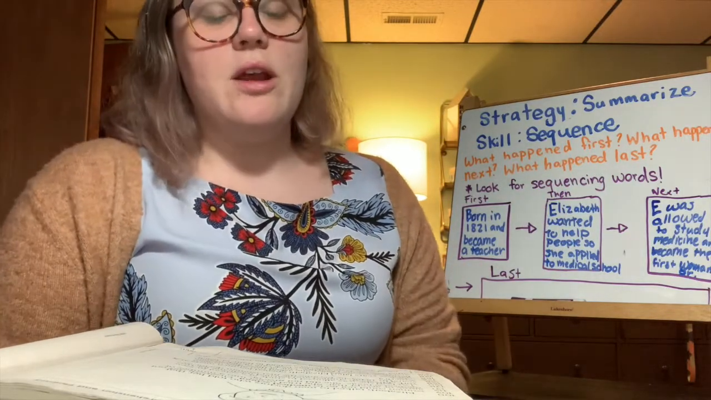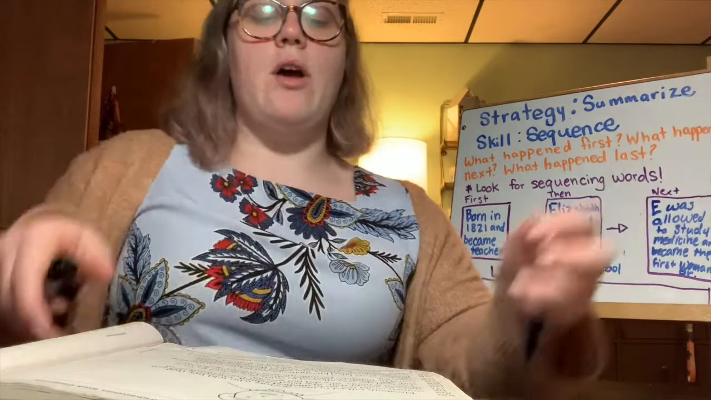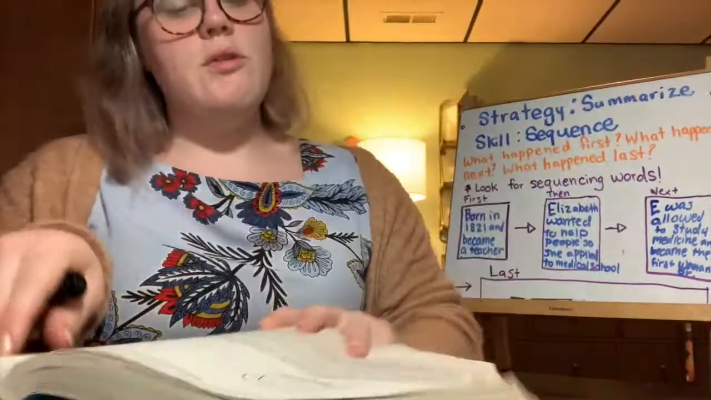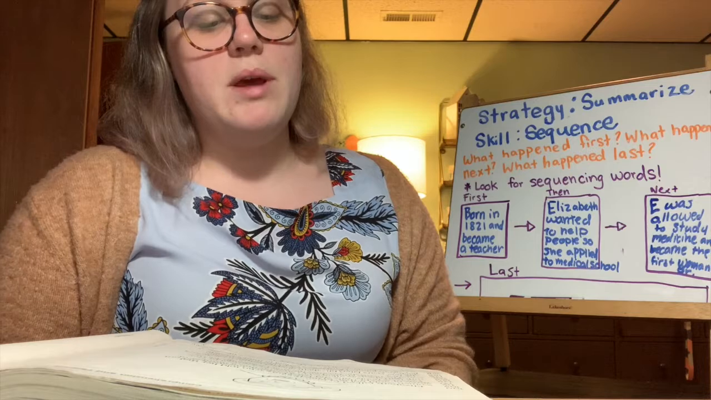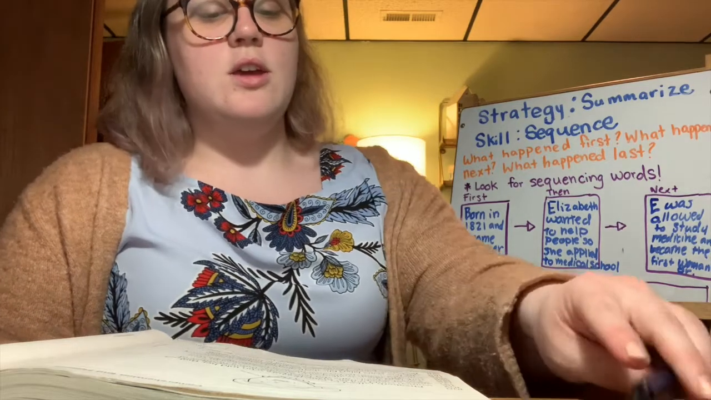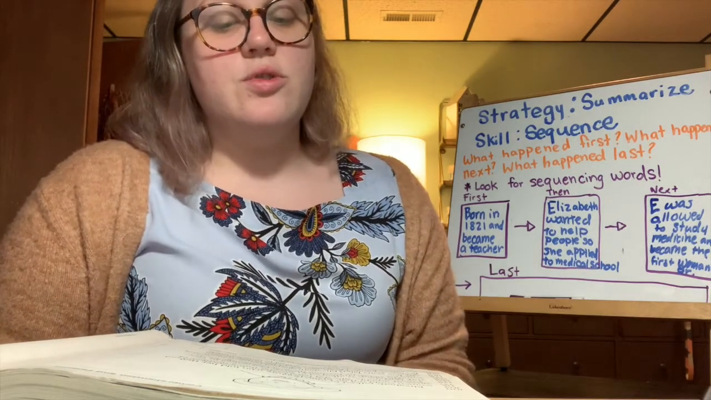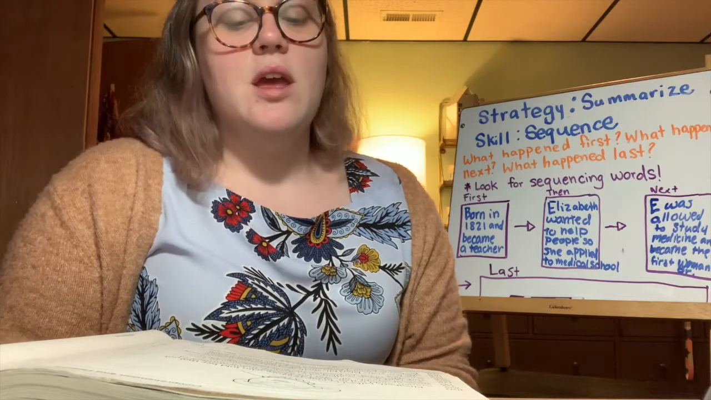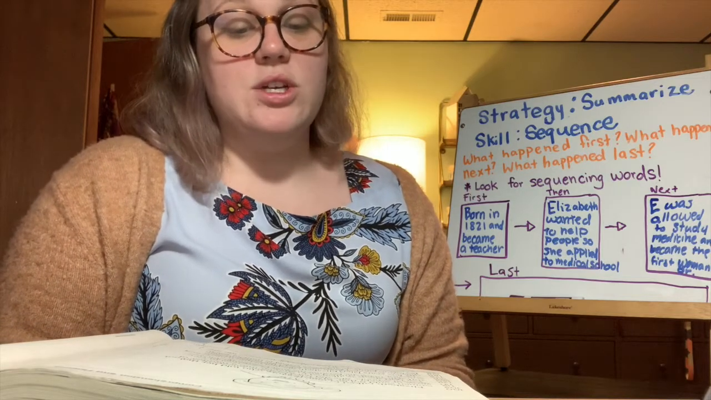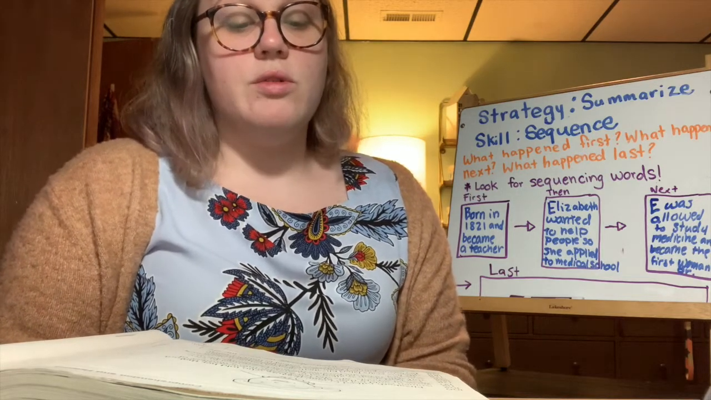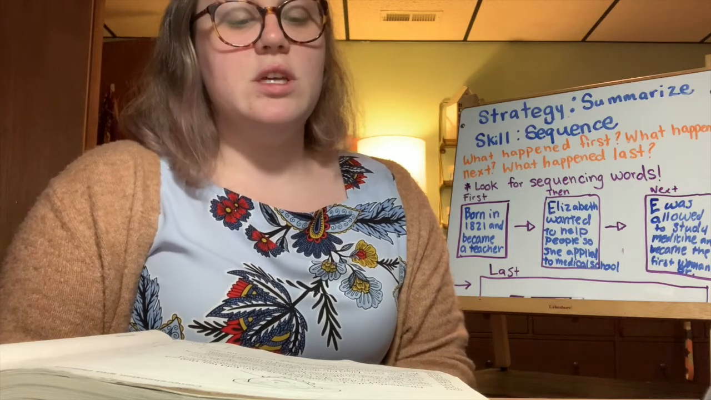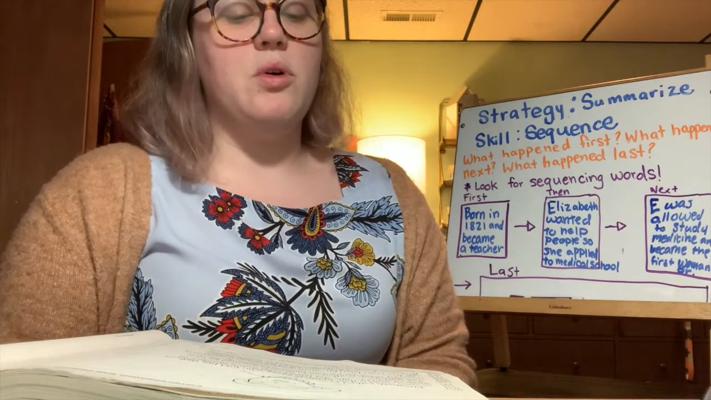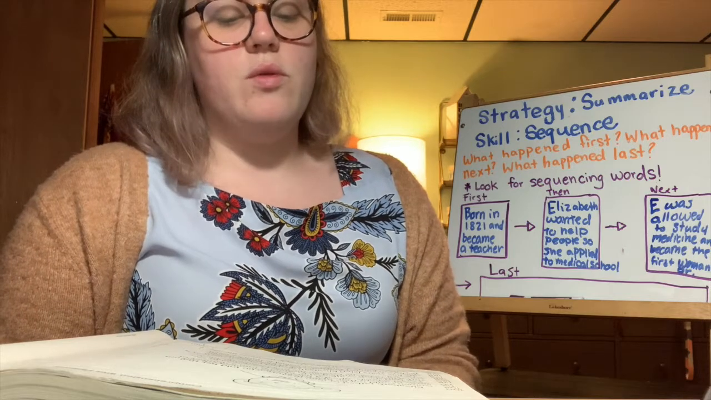So a few years later, that's another clue word, so I've boxed that clue word there. A few years later, Elizabeth opened her own medical office in New York City. She asked 2 other women doctors to join her practice. One of those doctors was her sister Emily. The doctors took care of sick women and children. They also ran a school to train or teach other women as doctors. Elizabeth helped people her whole life. She opened the door for women doctors.